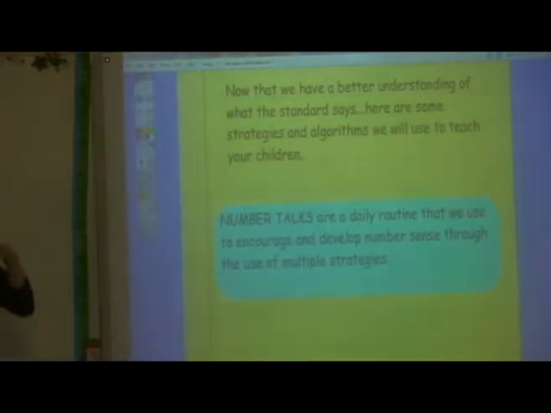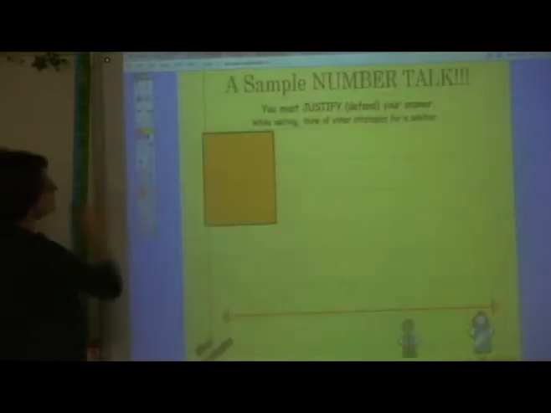One of the things the children do most mornings is something called number talks, and it's just letting them learn to break numbers apart. Our 4th grade focuses on multiplication strategies, and this is what a number talk looks like.